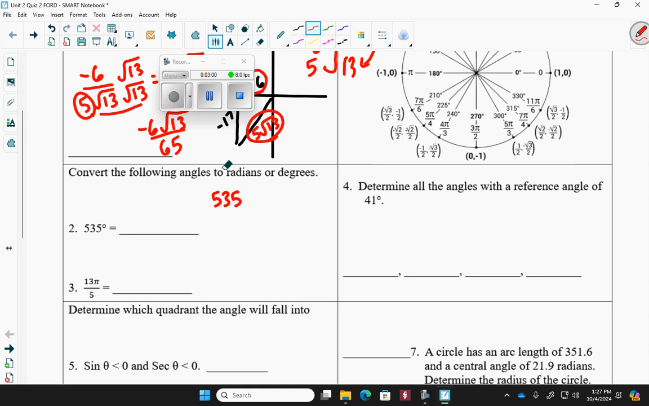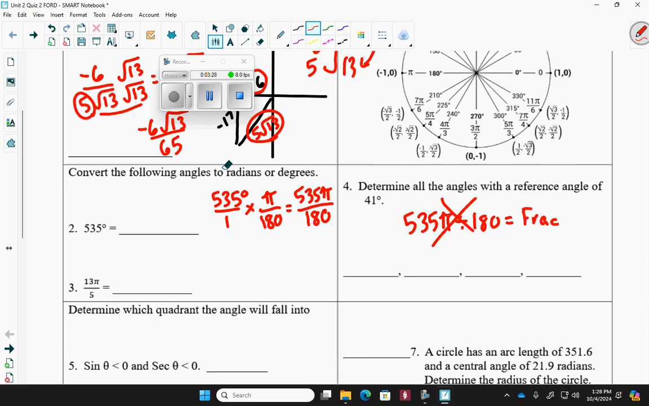So 535 degrees over 1, we're going to multiply that by pi over 180, okay? And we're going to get 535 pi over 180. Now, this is where some of you guys are still messing up when it comes to the calculator. Remember, you cannot say 535 pi divided by 180 and then use the calculator to get a fraction. All right, it's not going to happen.